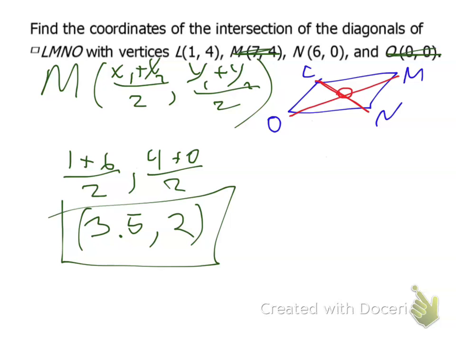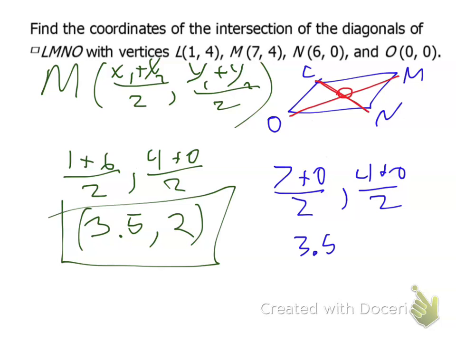And just so you can see, it will work if we did it with the other ones, because they have the same midpoint. So 7 plus 0 over 2, and then with M and O we have 4 plus 0 over 2. And 7 plus 0 is 7, divided by 2 is 3.5. And 4 plus 0 is 4, divided by 2 is 2. And so again, you see, same thing. Because that's where they intersect. That's where they come together. It's the same point either way.